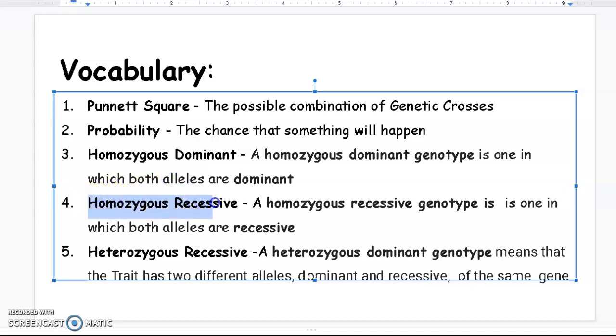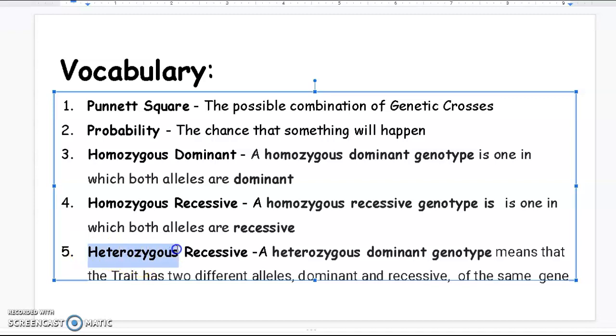Now, it's almost the same for homozygous recessive. Recessive is different from dominant. Recessive is more like the shy allele. If there is a dominant allele, the recessive allele will not be shown. It won't be expressed. Now, in homozygous recessive, both alleles are recessive. And so that is the important difference between homozygous and heterozygous.